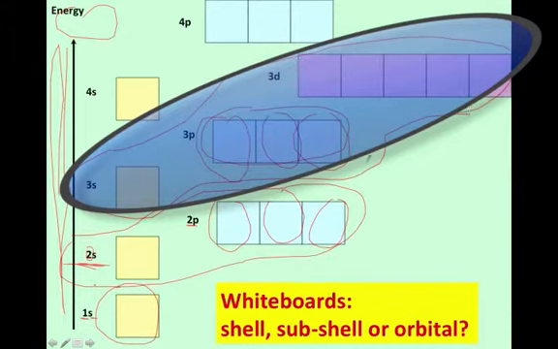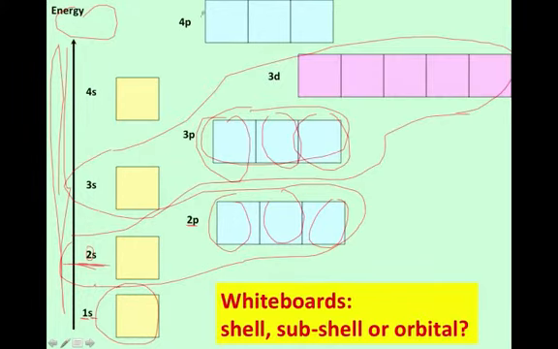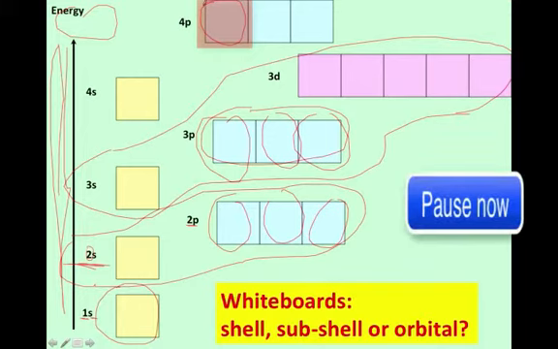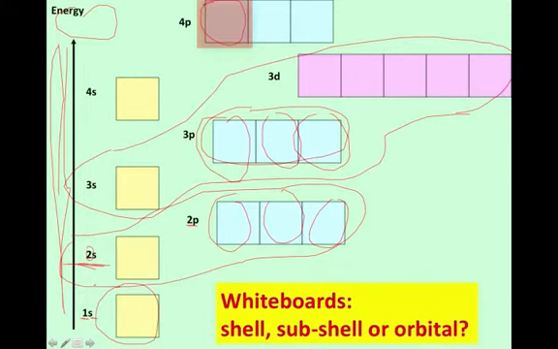So that was a subshell. What about this one here? Pause and just make sure you know what this is. Okay, so that is an orbital. That's a p orbital that comes within this 4p subshell.